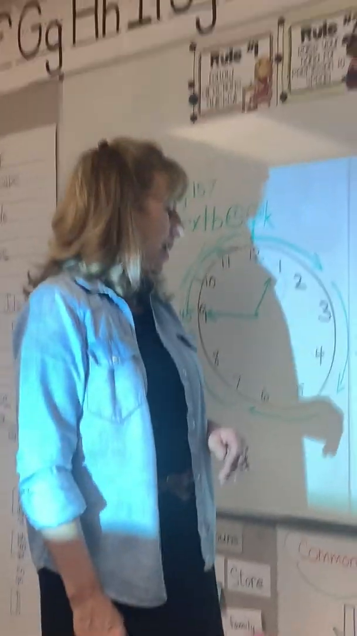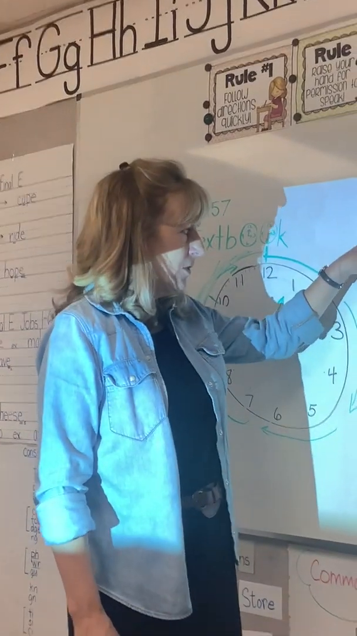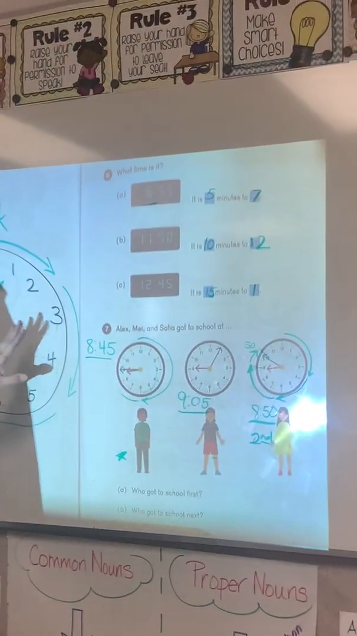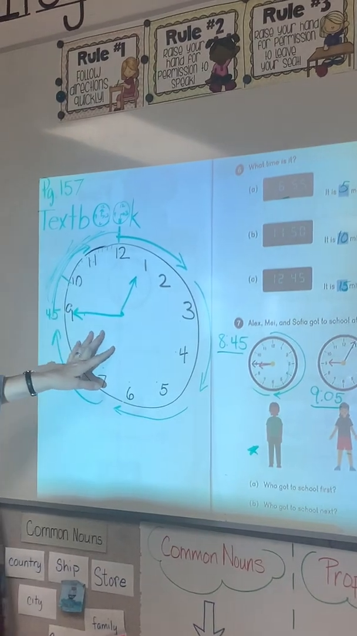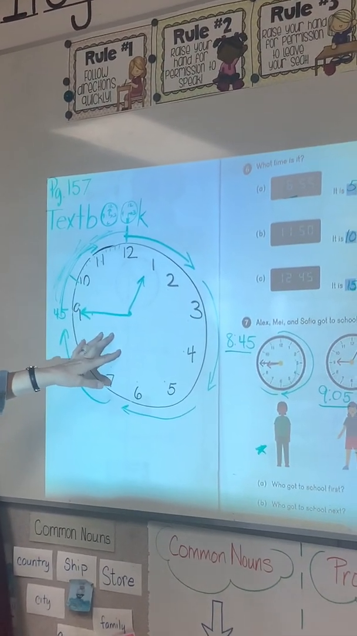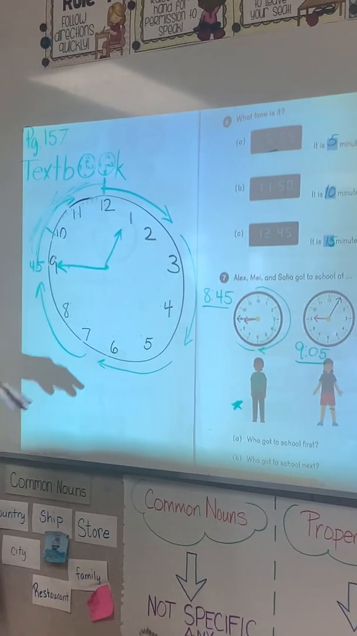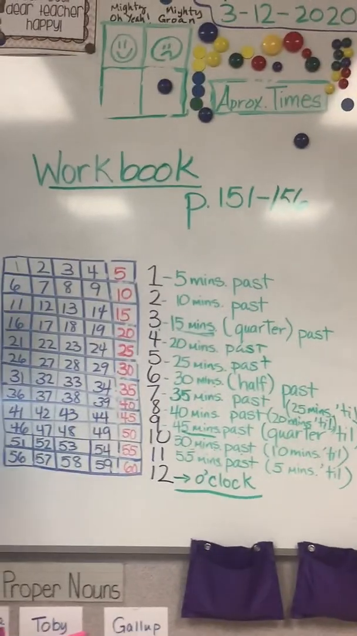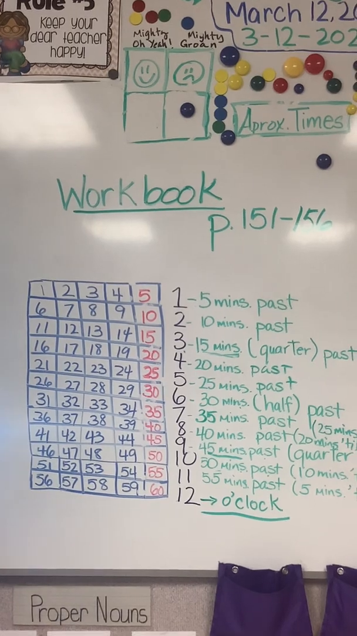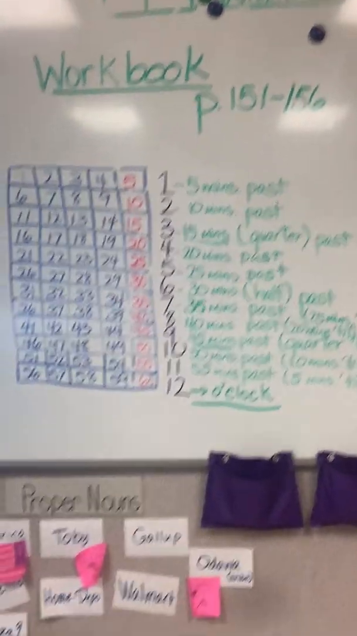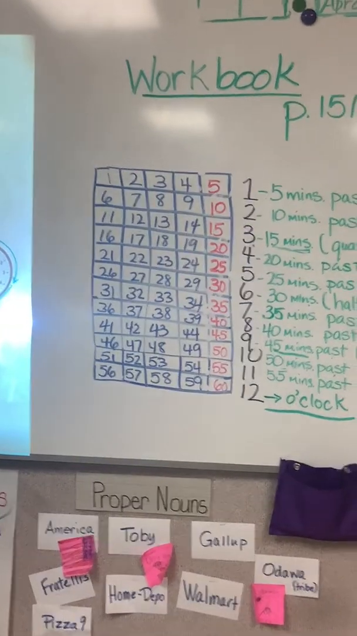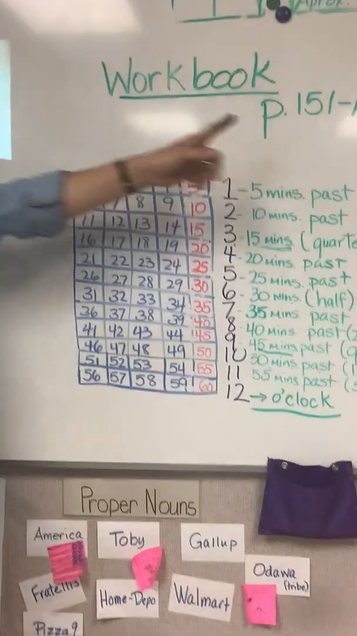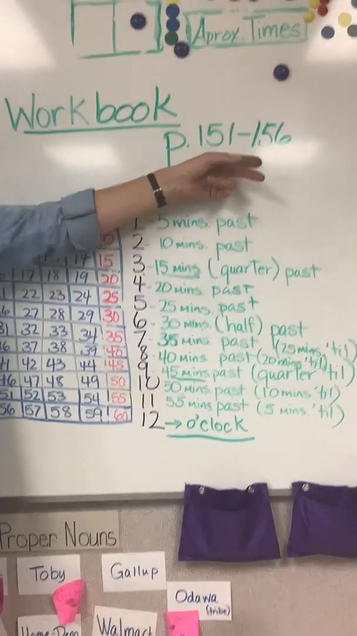Okay? So, digital, analog, tricky time, but we can figure it out. I'm really glad that we've decided to teach this unit. I want you to look at the workbook, page 155, do as many as you can, and I'll have some extra worksheets this week as well. 151 to 156, that's the pages for the workbook, okay?